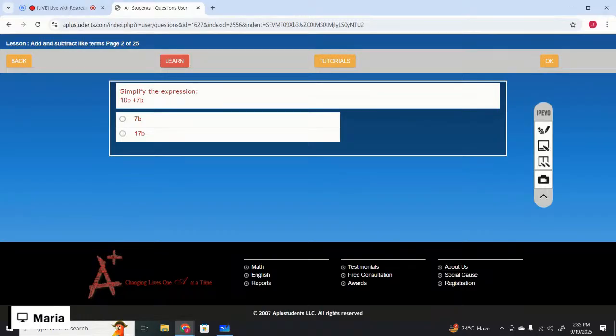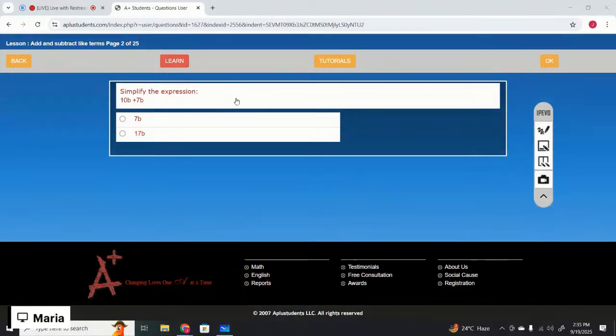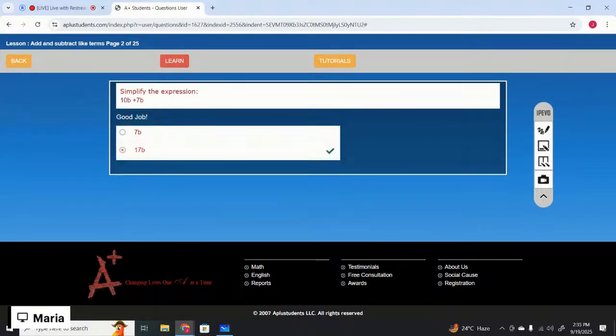10b plus 7b. So we need to collect the like terms. Like terms means they both have the same variable, right? So we can collect them. So 10 plus 7 makes 17b. Option number 2 is the correct option.